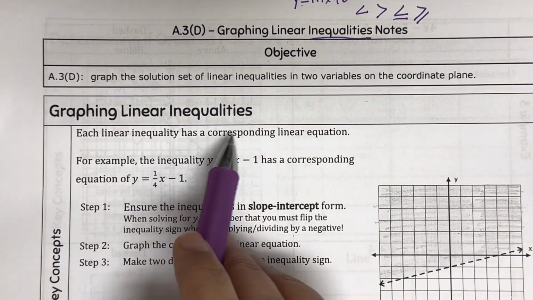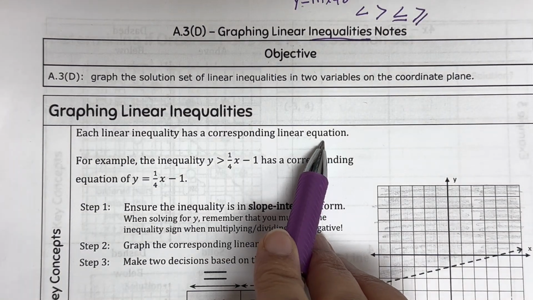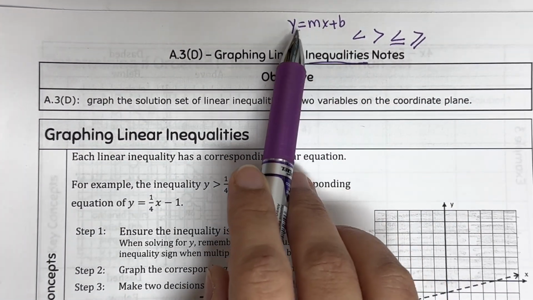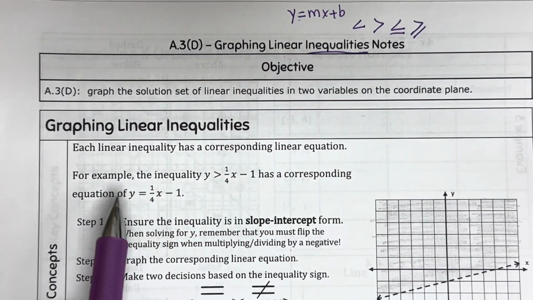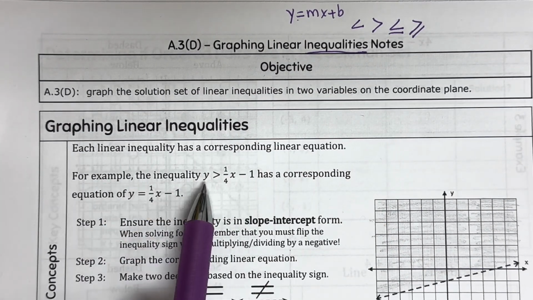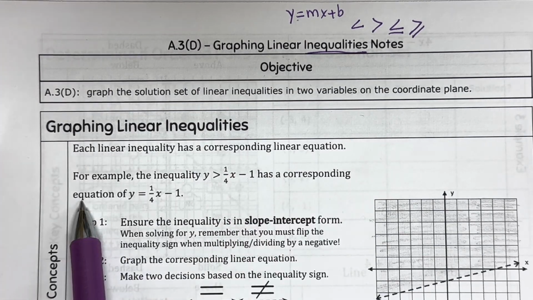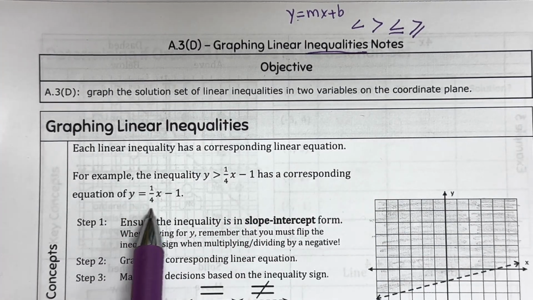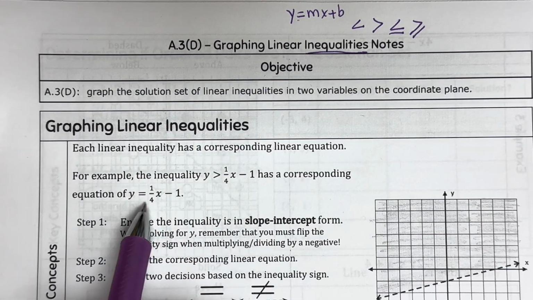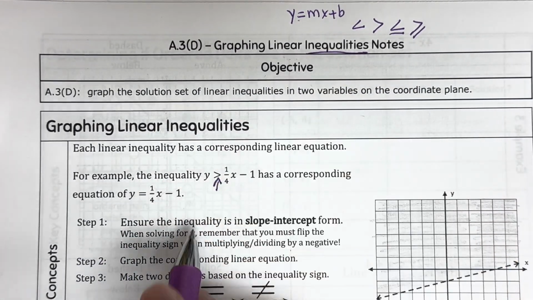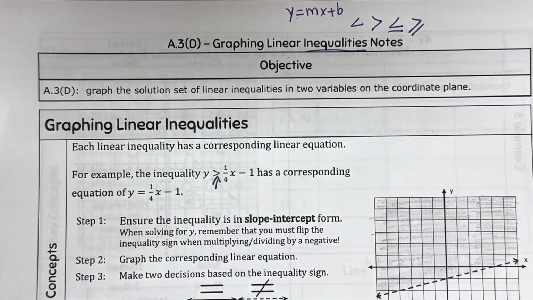Each linear inequality has a corresponding linear equation. It is going to have an equation in the form of y equals mx plus b, only the symbol will be different. For example, the inequality y greater than 1/4 x minus 1 has a corresponding equation of y equals 1/4 x minus 1. So you refer to this equation and then you do something to that line according to the symbol.